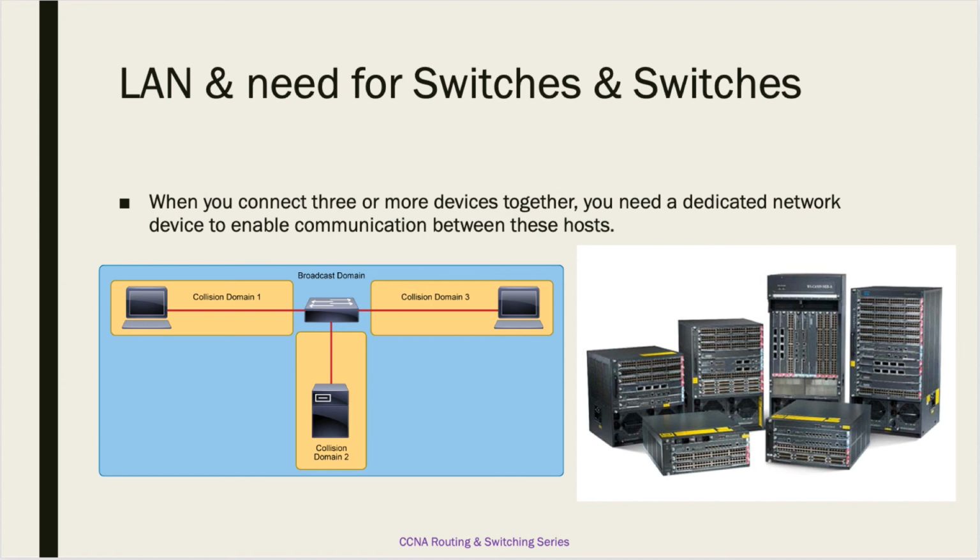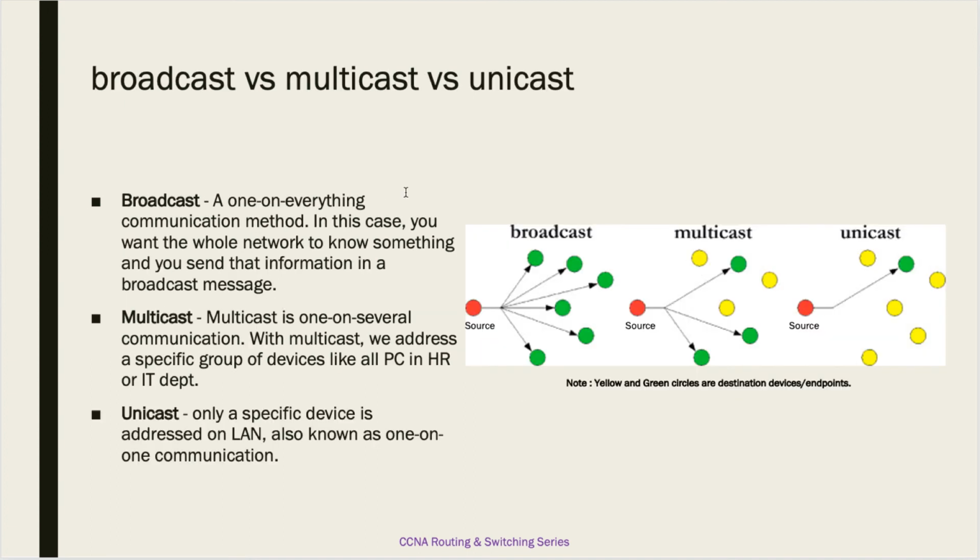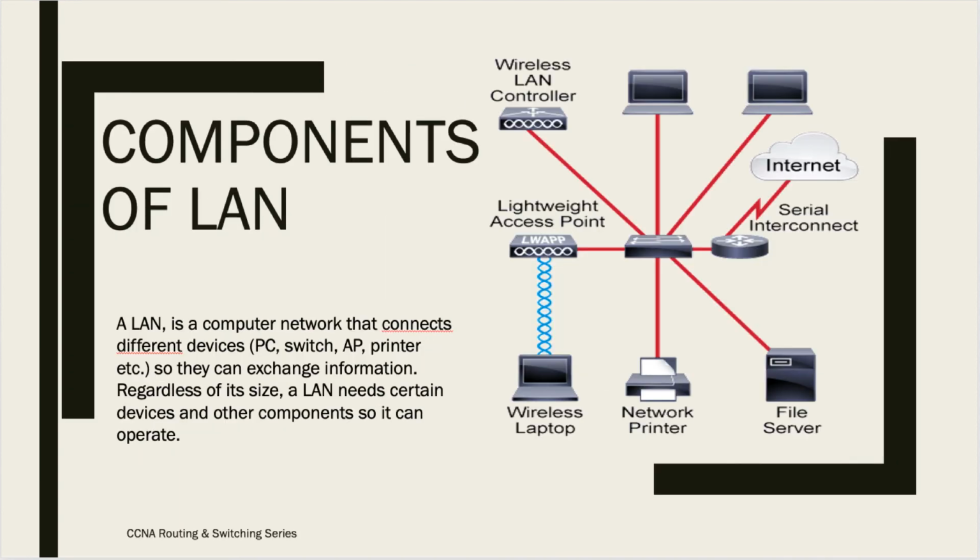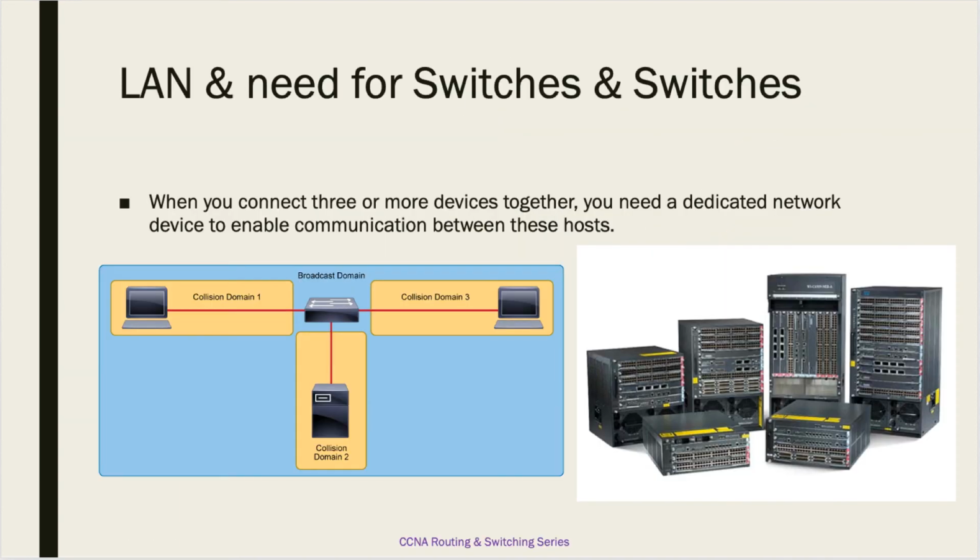Hopefully you guys got some idea. What is a LAN? What are the different modes of communication, half duplex versus full duplex? The different types of communication: broadcast versus multicast versus unicast. What are the components of a LAN? You might have a little bit of an idea of what a hub is, and now why we really need a switch, and what a collision domain versus a broadcast domain is, and you can go from there.